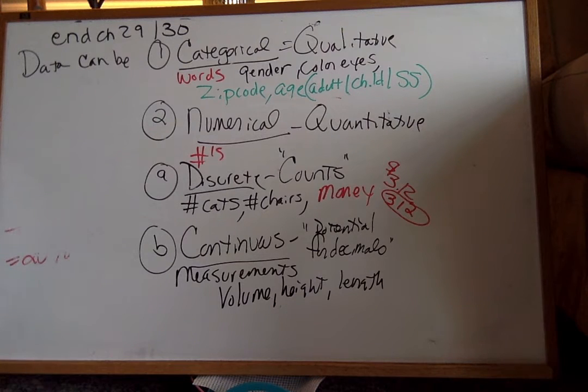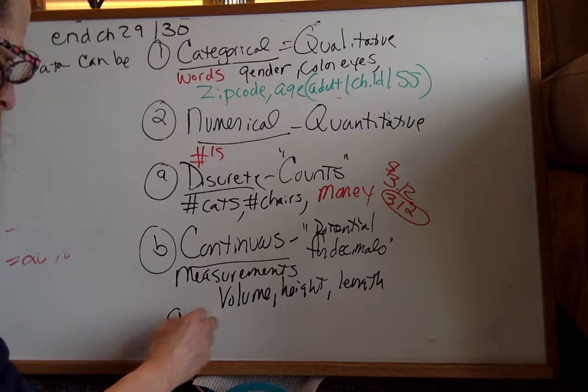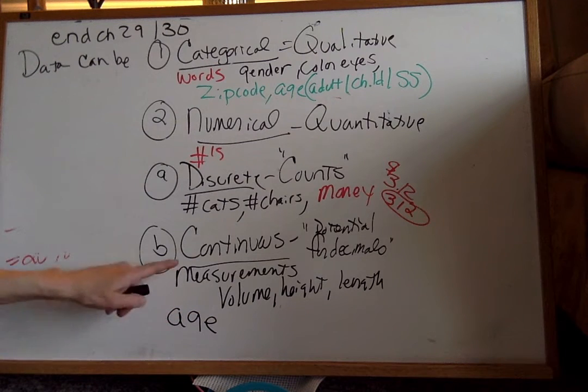How long did you study for my test? You might say 20 minutes. No, you didn't. I seriously doubt it was exactly 20 minutes. It may have been 20.32 minutes or something. So this is why age is continuous.